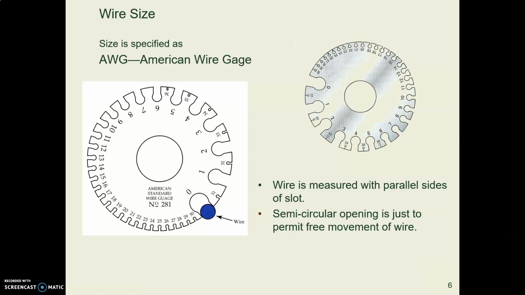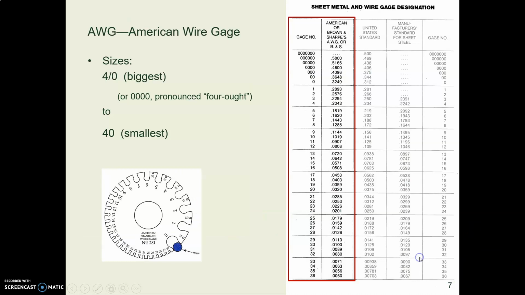The size of your wires is measured in a system called AWG, American Wire Gauge. And you might want to pick up one of these sheet metal gauges, wire gauges, for yourself if you have a few extra bucks and want to buy yourself a present. They're kind of handy to have. And what you do is you slip the slot over a wire, and if it just goes over the wire, that's the wire size.